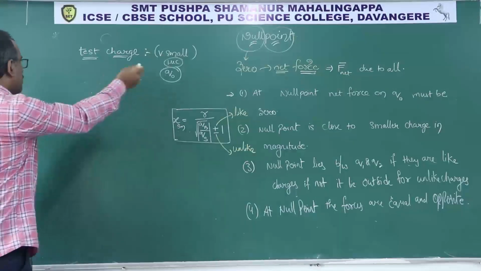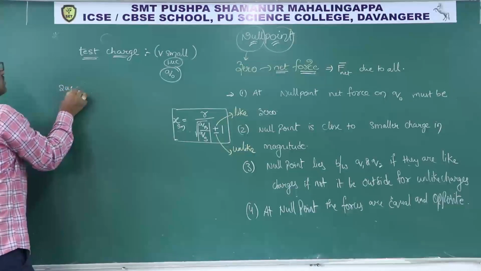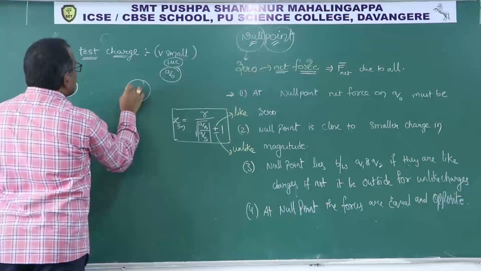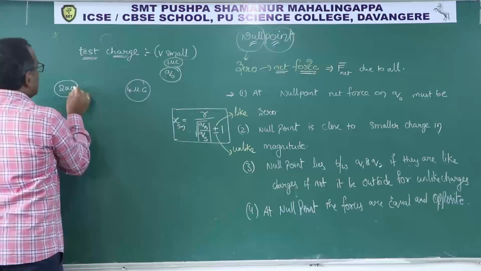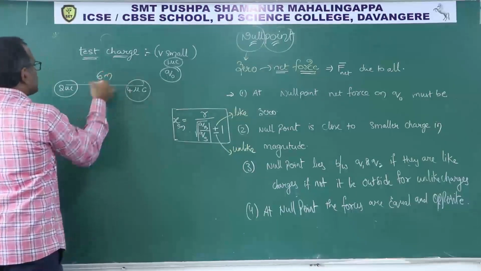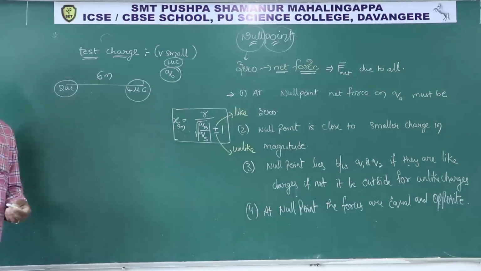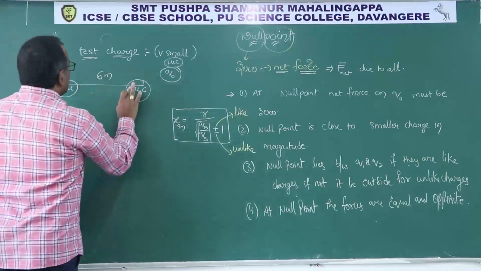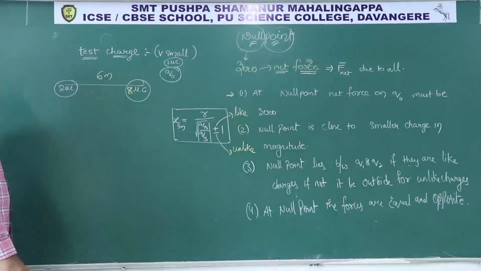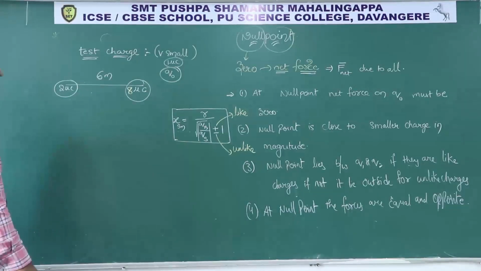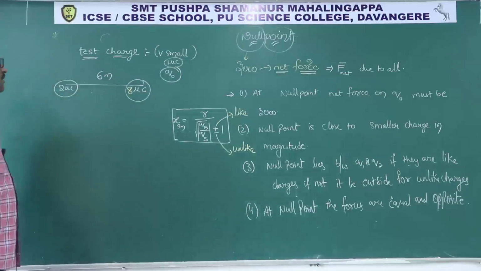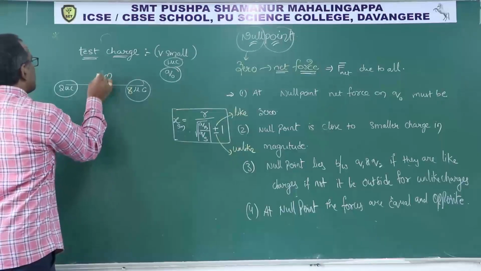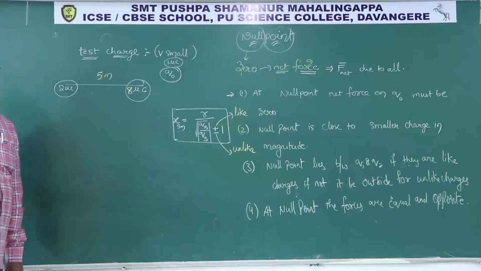So let us see now. This is a 2 microcoulomb charge and this is, let it be, an 8 microcoulomb charge, and the separation is 6 meters. Clear? And the separation, let me take it as 5. Just granted right now.